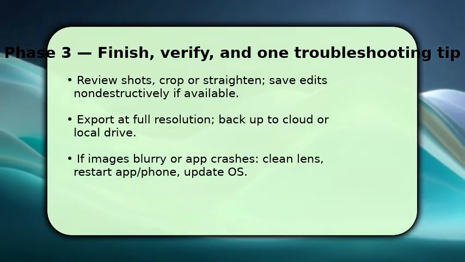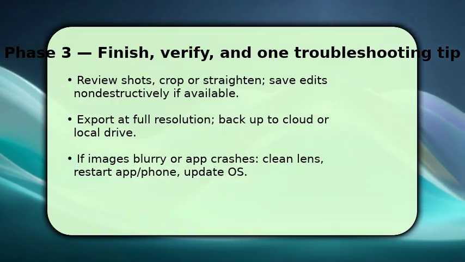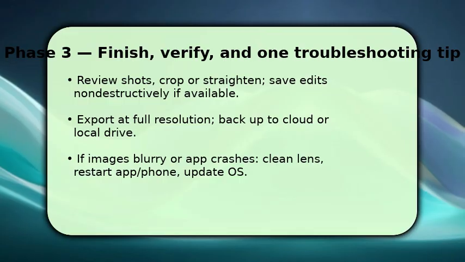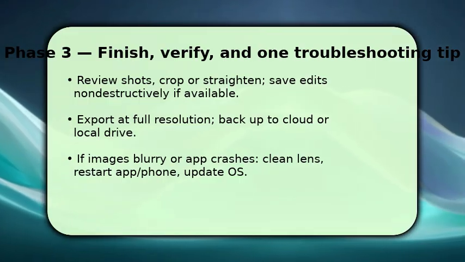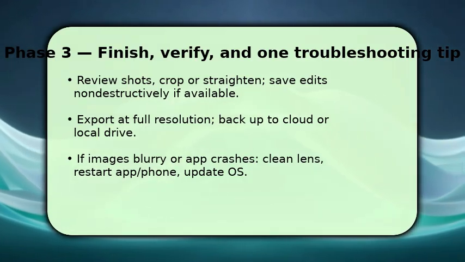If something goes wrong, images are blurry or the camera app crashes, clean the lens, force quit and reopen the app, or restart the phone. If problems persist, update the OS or clear the app cache to restore reliable operation.